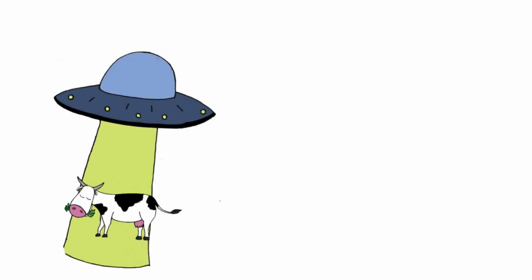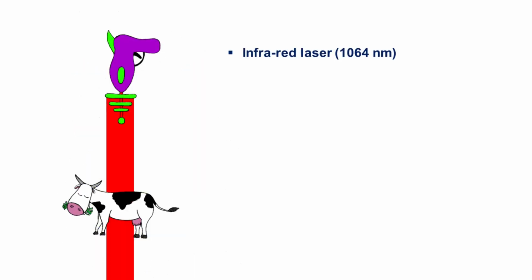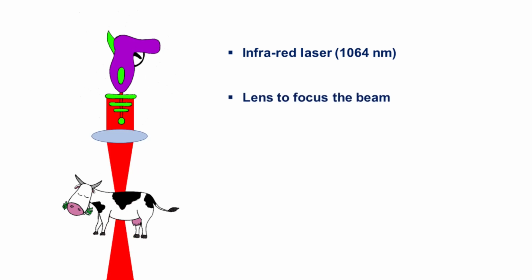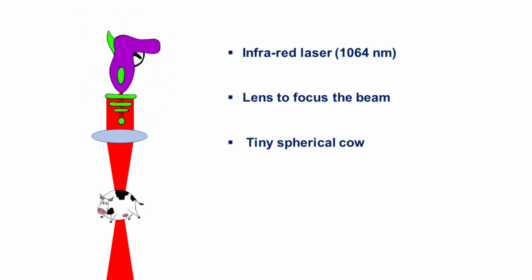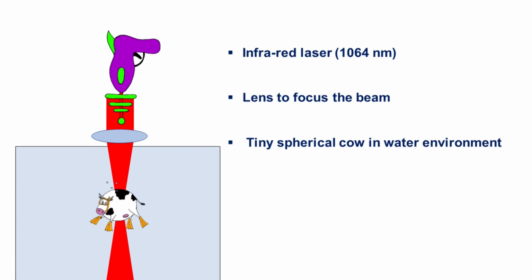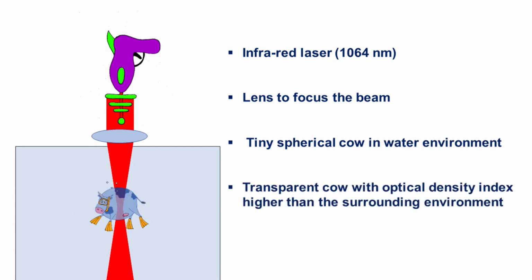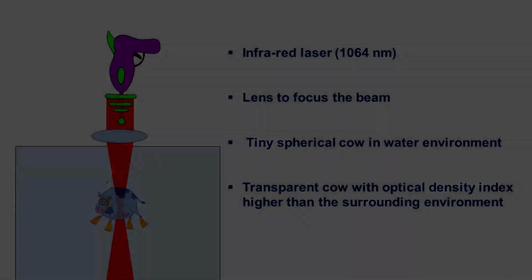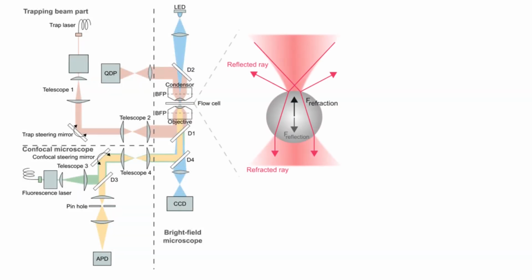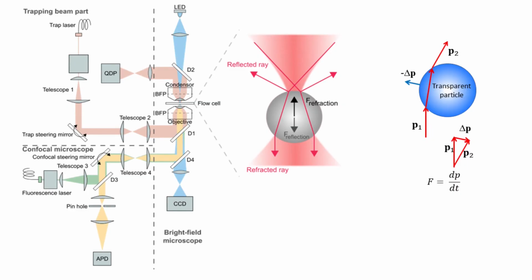Now you can kind of think of optical tweezers as one of those UFO light beams, except we don't use a UFO, but rather an infrared laser. We use lenses to focus the beam. We also usually don't trap normal cows, but rather tiny micrometer-sized objects. These objects are usually round and transparent with optical density higher than the surrounding environment. Also, we don't work in vacuum, but most of the time in an aqueous solution. The reality is a bit more complicated, but let's not go too much into that.